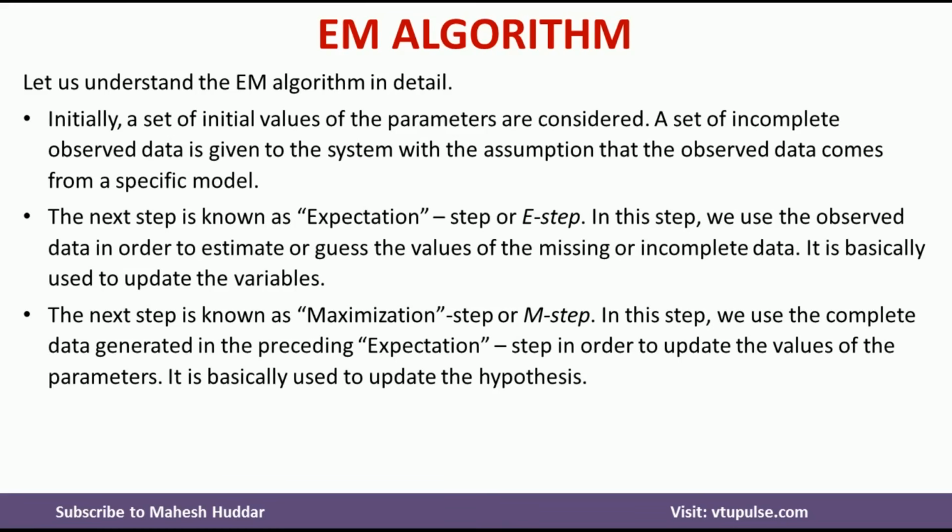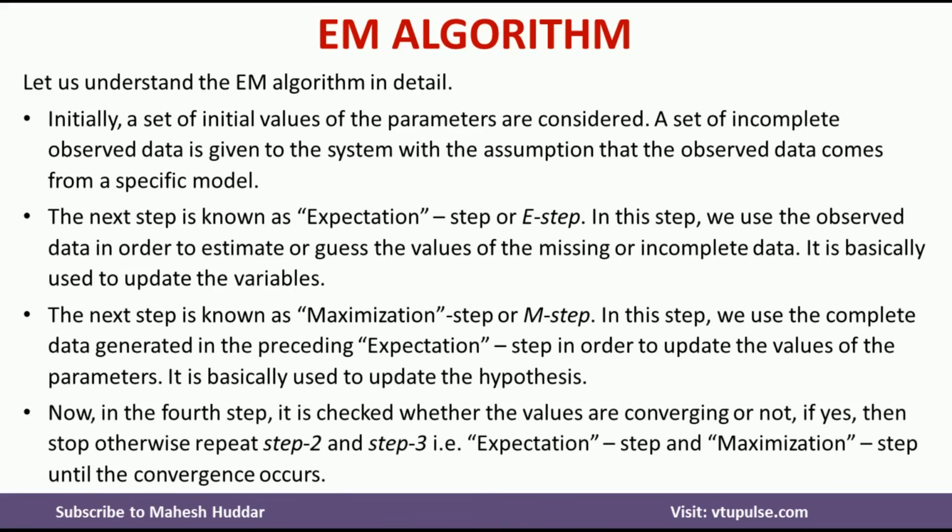The next step is known as maximization or M step. In this step, we use the complete data generated in the preceding expectation step in order to update the values of the parameters. It is basically used to update the hypothesis. Now, in the fourth step, it is checked whether the values are converging or not. If the values are converging, then we stop, otherwise step 2 and 3 are repeated until the convergence occurs.